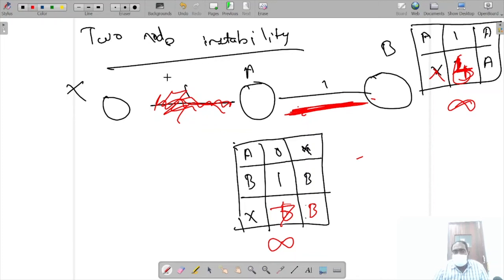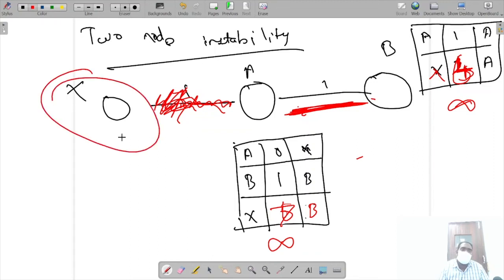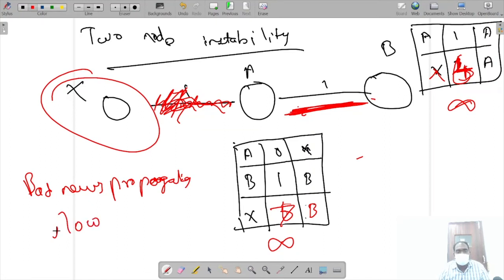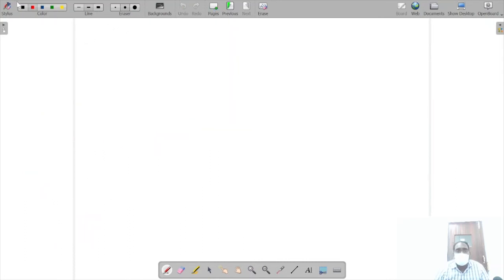Remember this infinity, whenever the connection got disconnected, that information is not spread very fast, right? This took an infinite amount of time so that each router can say that we cannot reach X. So bad news propagates slowly. That's the main problem of distance vector routing. There are a few ways we can solve this. We'll see how to solve this.